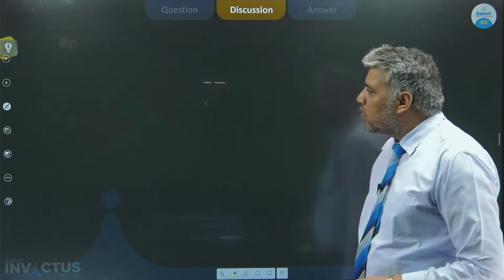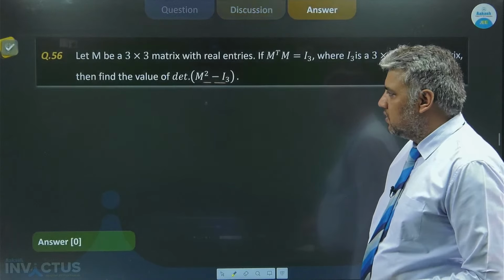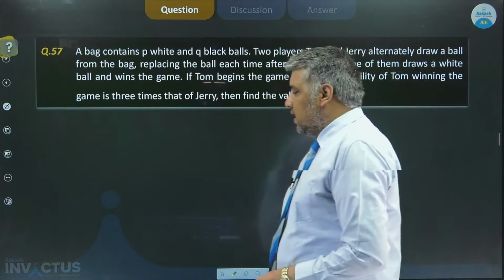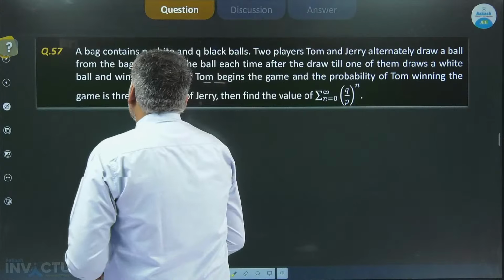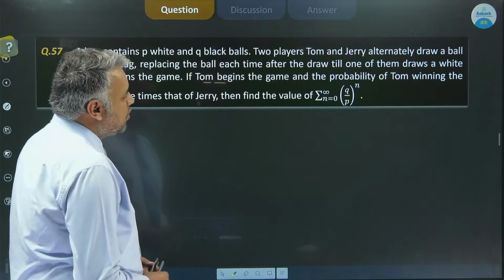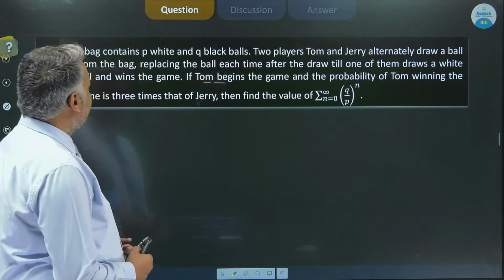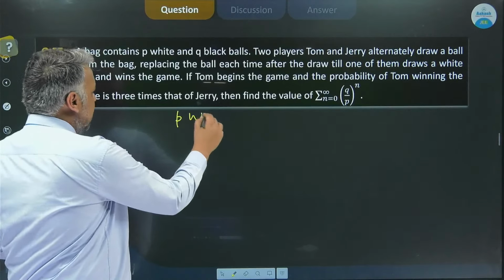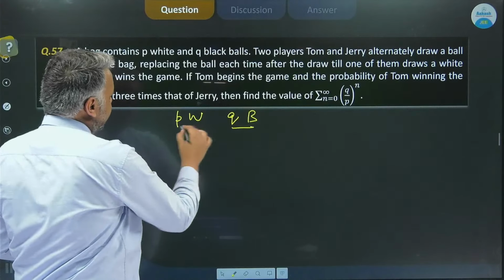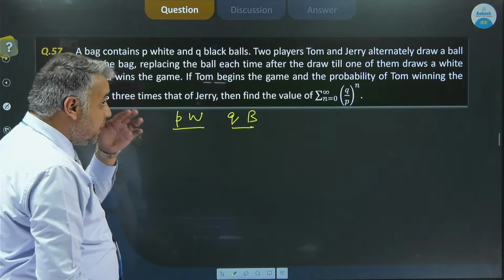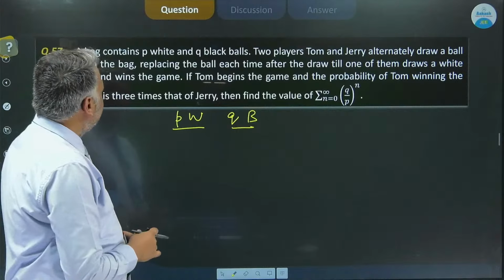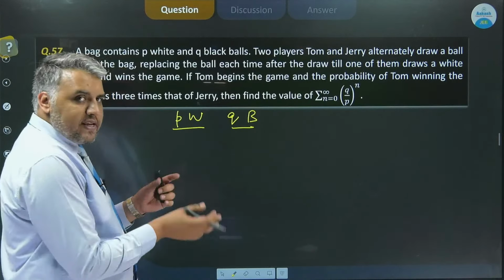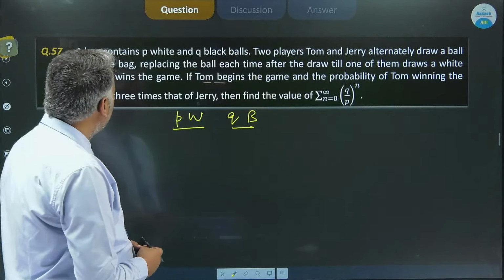Okay. Moving on to the last question of this part. Answer is 0 here. Okay, the last question says that a bag contains P white and Q black balls. Two players, Tom and Jerry, alternatively draw a ball from the bag. Tom and Jerry alternatively draw a ball from the bag, replacing the ball each time after the draw.